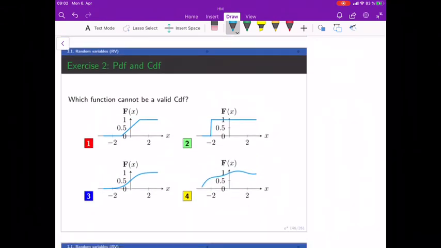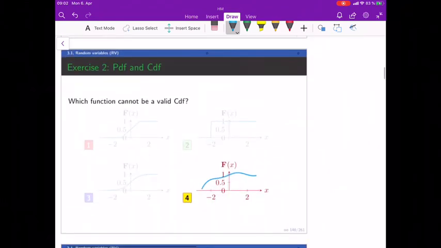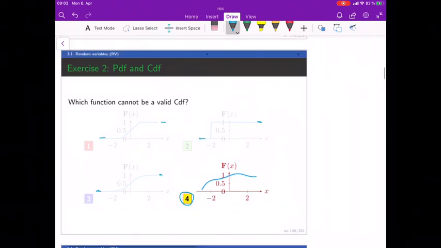Let's go to CDFs. Which one of those cannot be a valid CDF? Perfect, number 4. All the others are fine. They all start at 0. They all finish at 1. They're all monotonically increasing, even if that one does just one big jump. The only one creating a problem is number 4, because it goes down again.